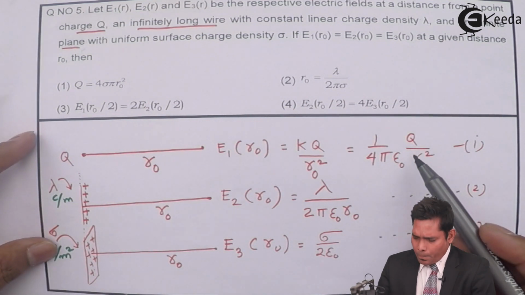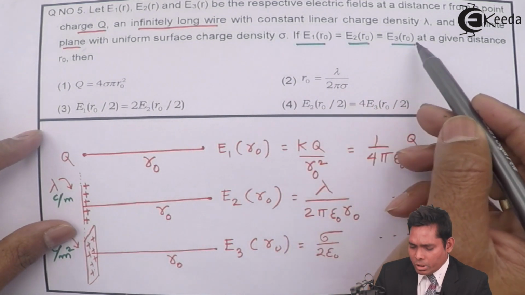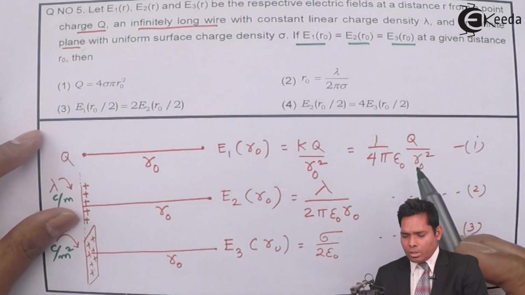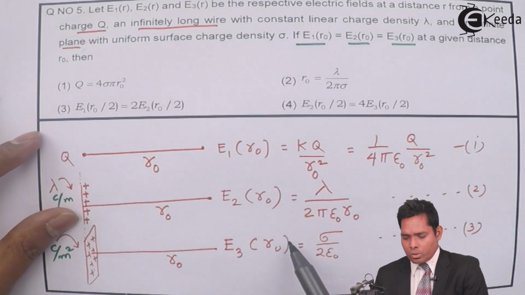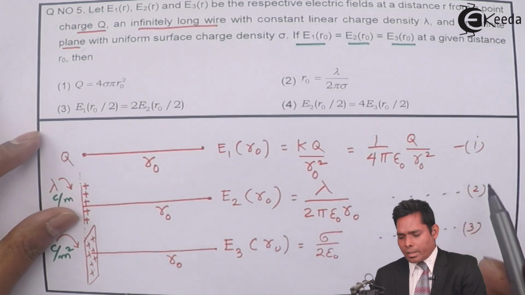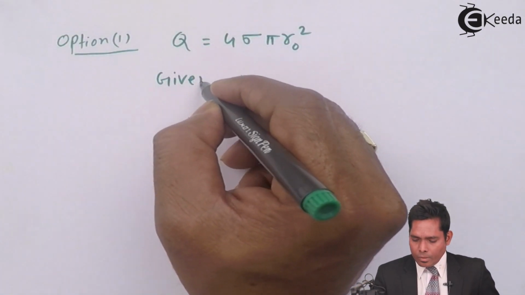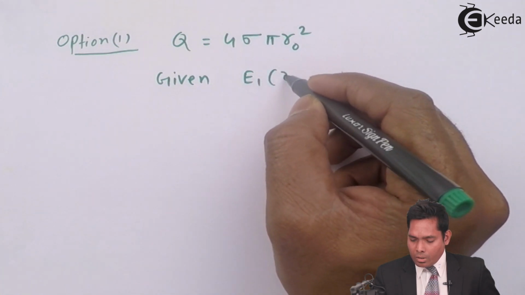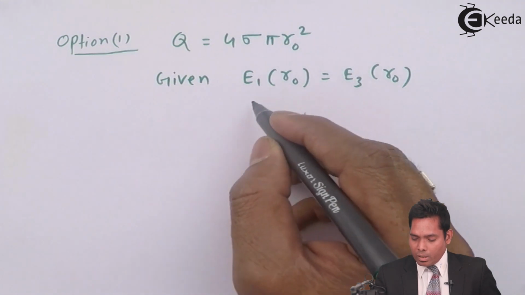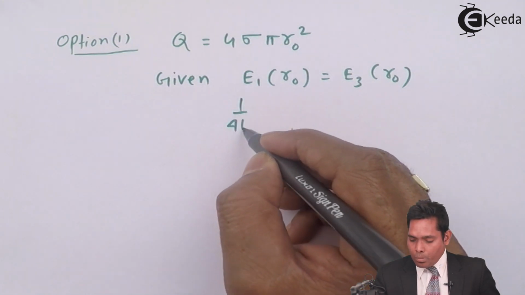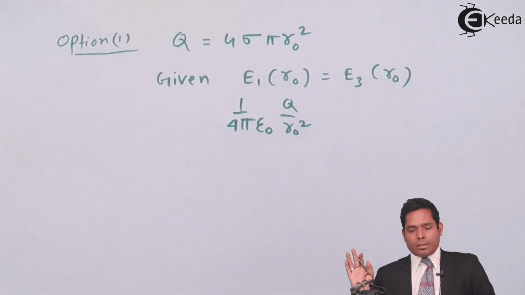Because it is given that E1, E2, E3 are all the same, I will write that E1(R naught) and E3(R naught) are the same. So I'll use equation 1 and equation 3 and solve. Given E1(R naught) equals E3(R naught), I'll write the value of E1(R naught), which was 1 upon 4 pi epsilon naught, Q upon R naught square. That we have already done.